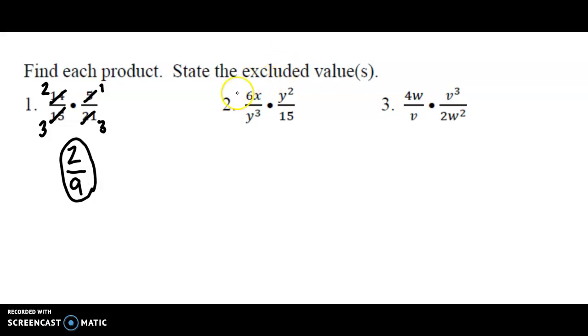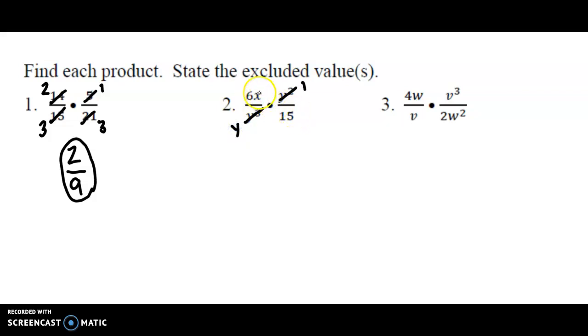For example 2, these are monomials and they have variables in it. The concept is exactly the same. So I have y to the third and y squared. When I look at this diagonal, they have a common factor of y squared. Y squared will divide into both of them. So I'm going to go ahead and do that. Y squared divided by y squared is 1. Y to the third divided by y squared is y to the first.